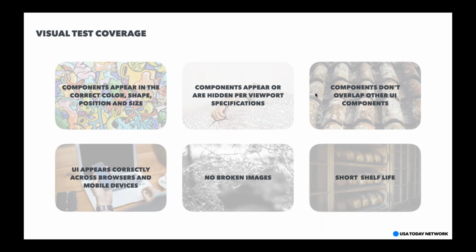But I think another piece is UI acceptance. The UI appears correctly across your browser or your mobile devices, so that you might be doing just browser testing or mobile web testing. Maybe it's a native app. So you want to make sure that you're compatible with all these different types of devices out there. And most importantly, you don't want to send broken images out to production. For us being a news media organization, we need to ensure that images are displaying correctly.